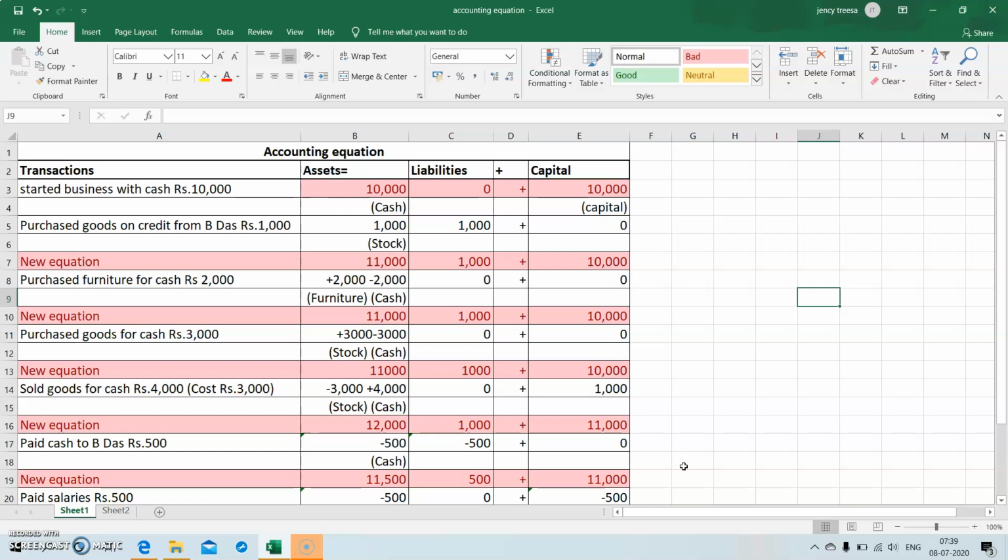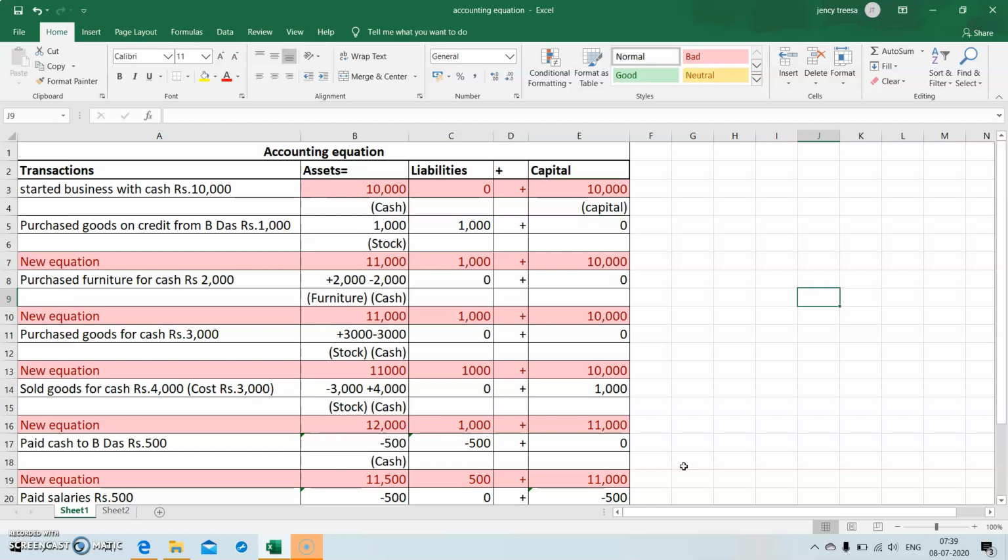Next is purchase goods on credit from B Das rupees 1,000. B Das is a particular person from whom you bought goods. That is, he's a creditor for you. You have purchased goods on credit from B Das rupees 1,000.